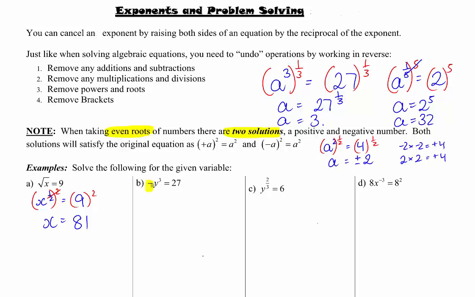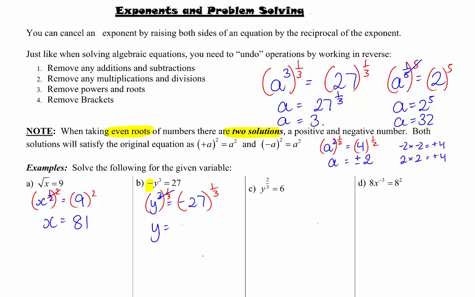In the next one, I need to get rid of the negative first, so I'm going to move it to the other side. So it's like multiplying both sides by negative 1. And then to get rid of the power of 3, I have to put both sides, oops, that should be outside the negative, so both sides to the negative a third. So remember, brackets are important. So the 3 times a third is 1. So I'm left with y equals negative 27 to the third.